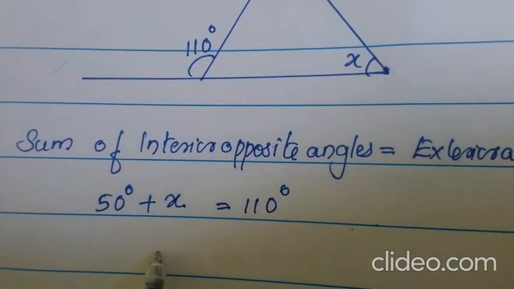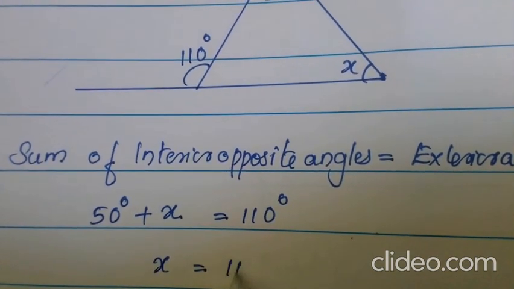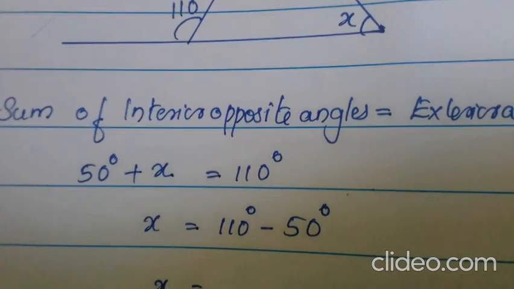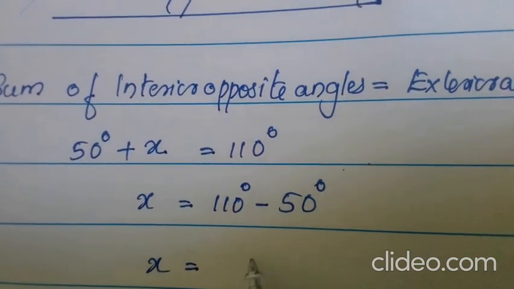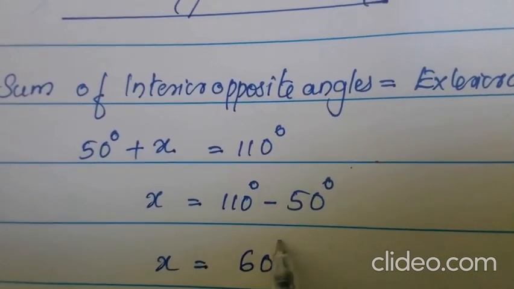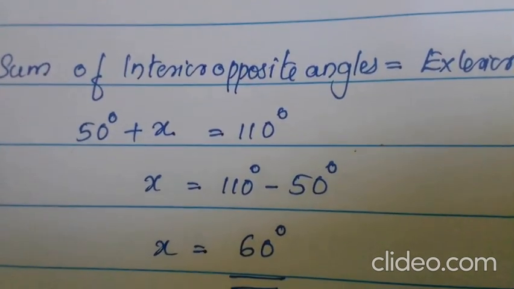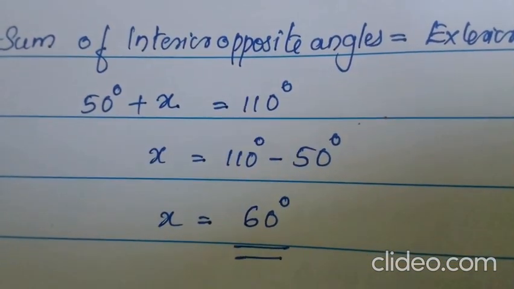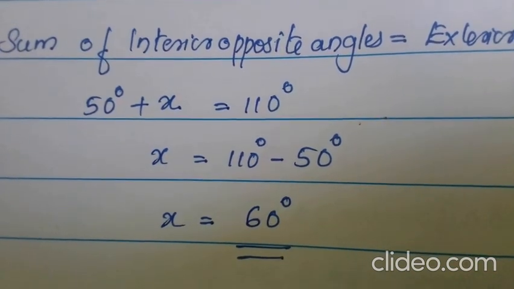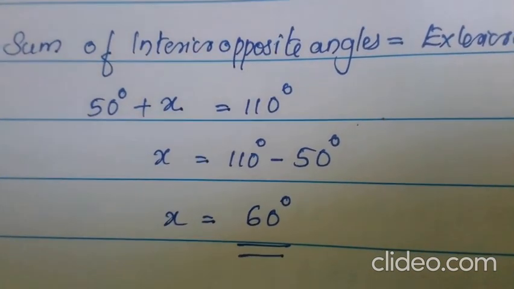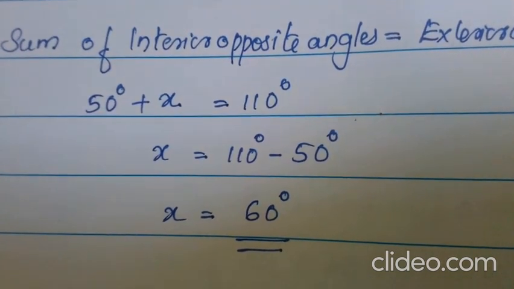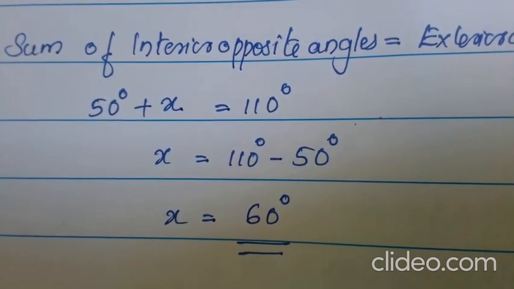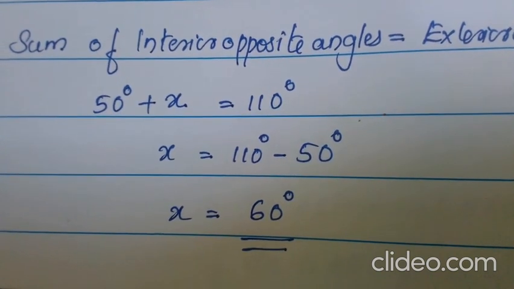Then how we will find X? X is equal to 110 degree minus 50 degree. Is it? So, what is the value of X? 110 degree minus 50 degree means we will get 60 degree. Is it? This is the unknown interior angle. Okay. If we add these two interior opposite angle, we will get the same exterior angle. So let us prove: 50 already we have interior angle and the value is 60 degree. If we add these two, 50 degree plus 60 degree, we will get 110 degree.